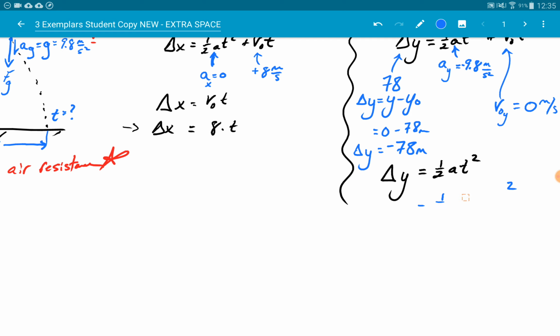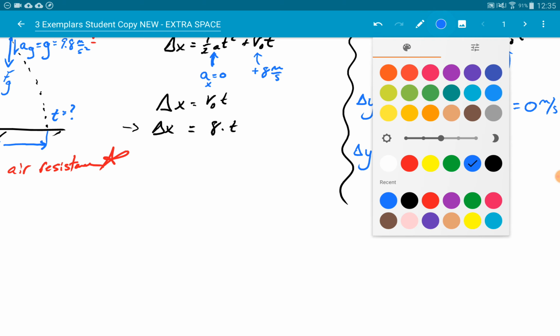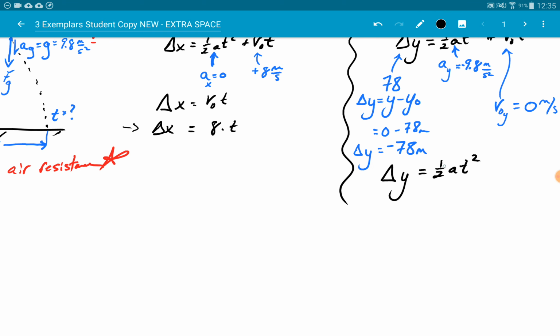I'm going to back up here and do this with variables. So I showed you that you can do this. Now I'm going to solve this with variables. So I'm going to move the 2 over to the other side. So I'll do 2 delta y, and then divide by my a, and then take the square root of all that.